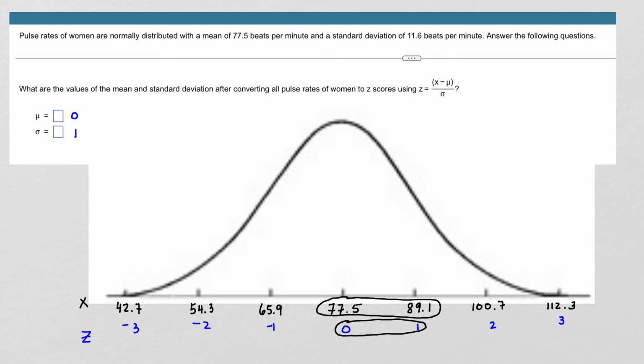I don't know that it was completely clear in the wording, but that is what they were going for there. So that's how you do that problem.